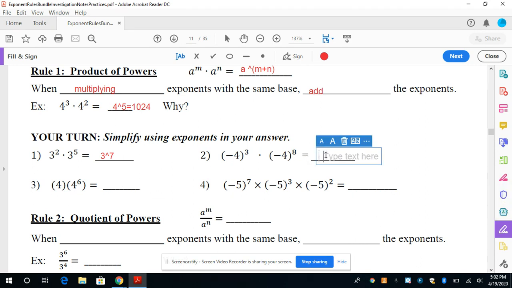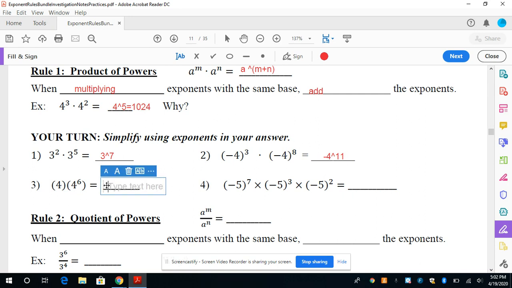All right, number 2, same base. So make sure they do have the same base. If they don't have the same base, you cannot add the exponents when you're multiplying. So the negative 4 and the negative 4, they're both the same. So then we have negative 4 to the 11th power.